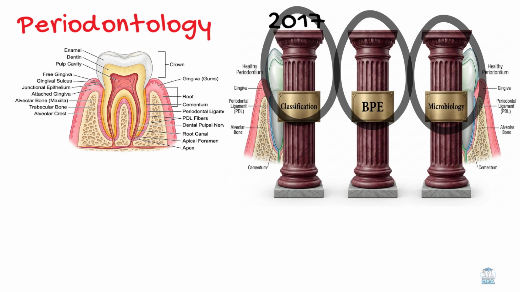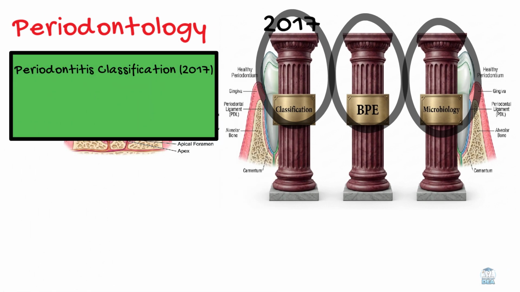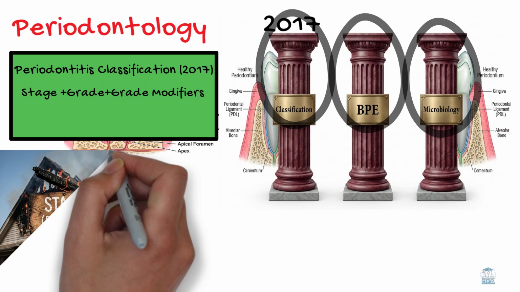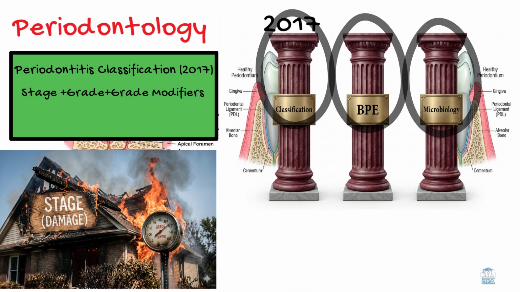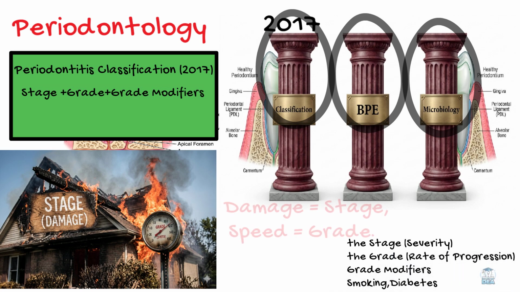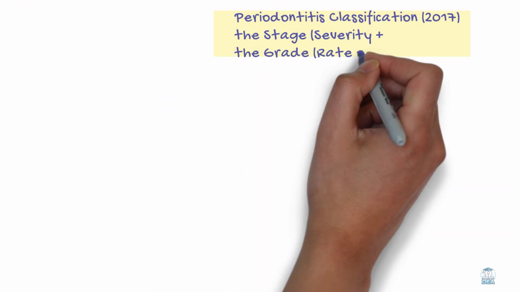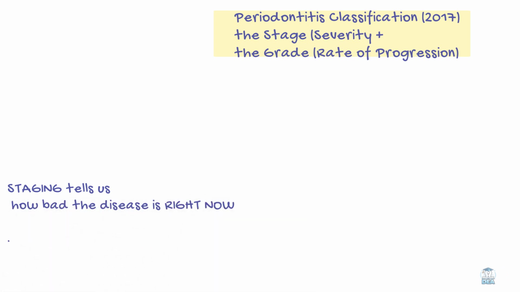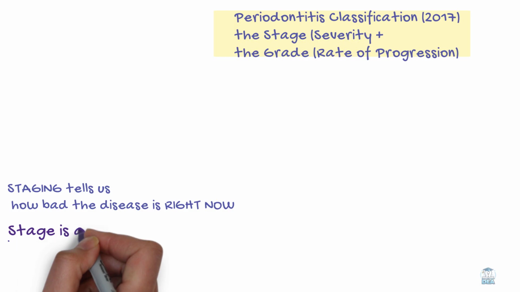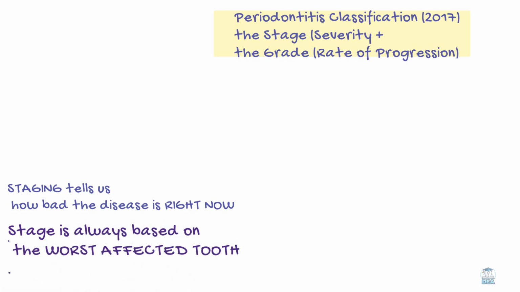To keep the classification straight, use the building fire. Imagine you arrive at a house fire. Stage is the damage. How much of the building is already burnt? Grade is the speed. Is the fire smoldering slowly or a raging inferno? Damage equals stage, speed equals grade. Staging tells us how bad the disease is right now. Exam Pearl, stage is always based on the worst affected tooth.